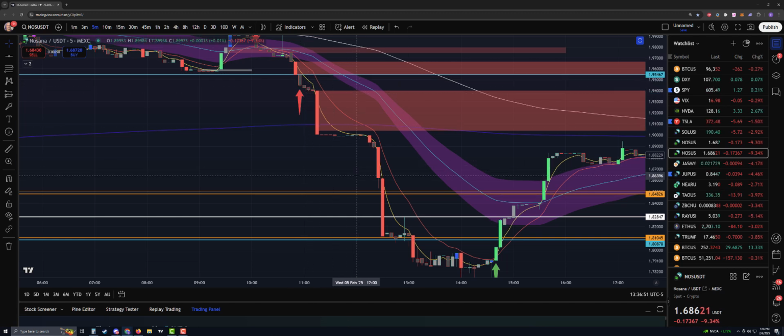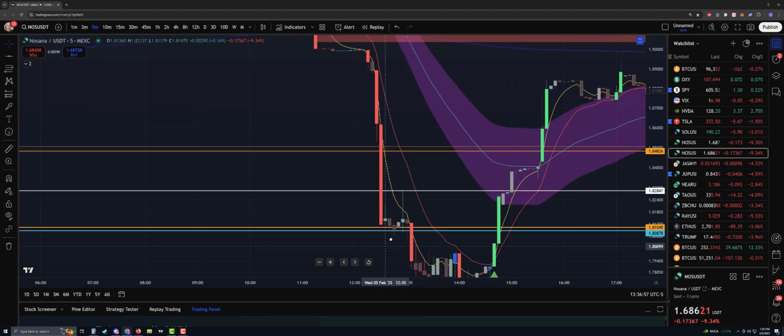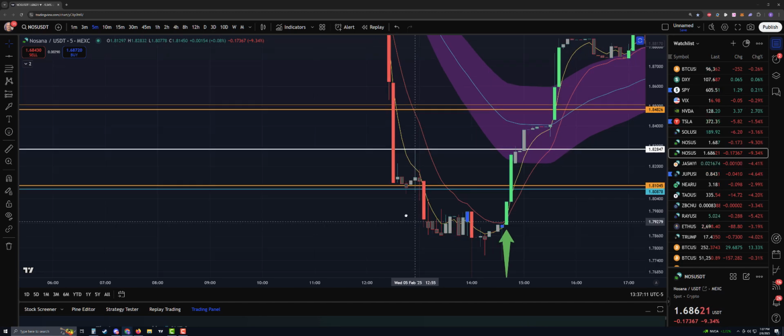Price rides down, rides down, rides down. And at this point here, price leveled off. And on this candle right here, price seemed as if it was going to go back out. This would have been an okay spot to close.